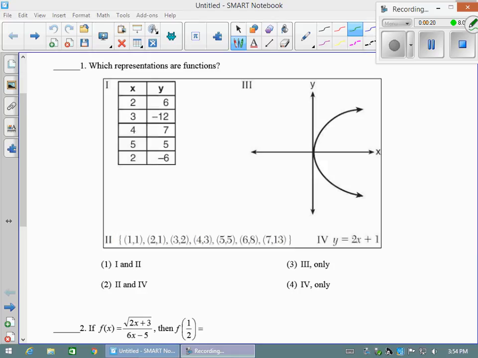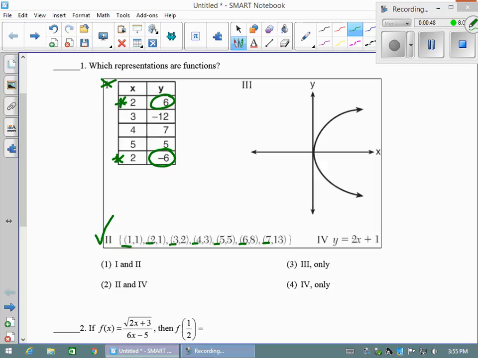So if I look at the table, I'm looking at all my x values, and I notice that this positive 2 x value is associating with a positive 6 and a negative 6. So that is not a function. Go over to relation 2, which is giving me a set of ordered pairs. So I'm looking at all my x values, and I see that every single x value here, I have a 1, a 2, a 3, a 4, a 5, a 6, and a 7. Nothing repeats, so this is a function.